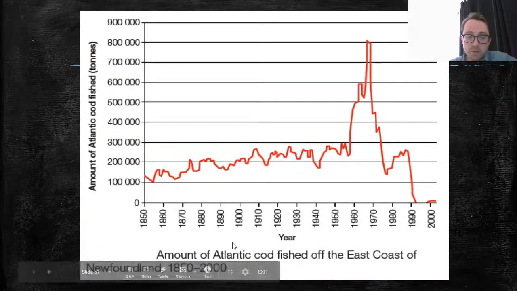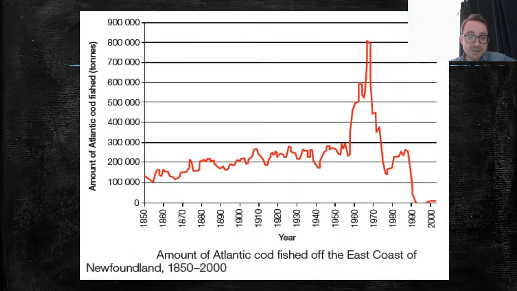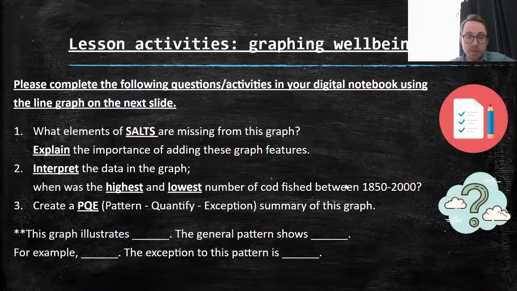So the amount of Atlantic cod, so a type of fish, that were fished off the east coast from 1850 to 2000. So it's 150 years of fishing, which is an impressive number. Newfoundland is in Canada, by the way. Anyway, so you're looking for the highest and lowest value on your graph here. Specifically, the year. When was the highest and lowest number? Just need to write those two numbers down.